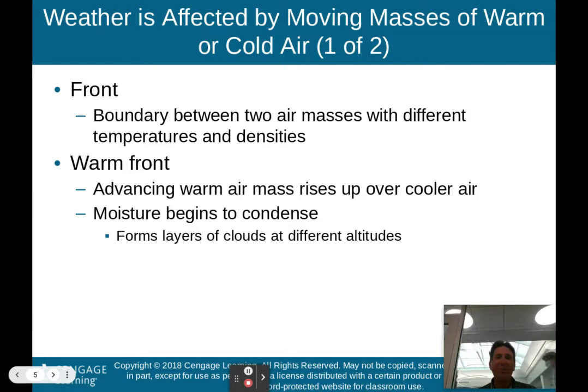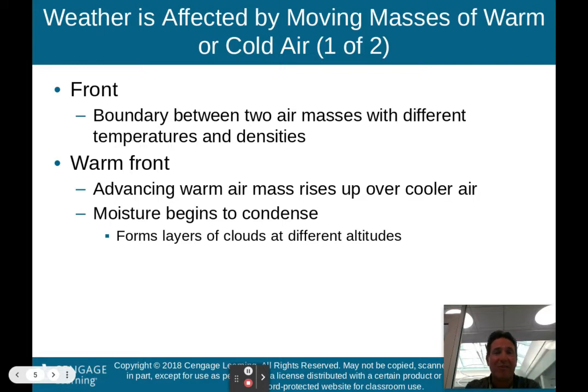So first off, we're going to talk about weather being affected by those moving masses of warm or cold air, and those moving masses of warm and cold air basically come together along something that is called a front. A front is a boundary between two air masses with different temperatures and densities. Why densities? Well, if you remember back to Earth science, warm air is less dense than cold air, right? So a cold air mass would have more dense air than a warmer air mass. In addition, moist air is less dense than dry air. So again, these are your different air masses, and in that boundary, we have a front.